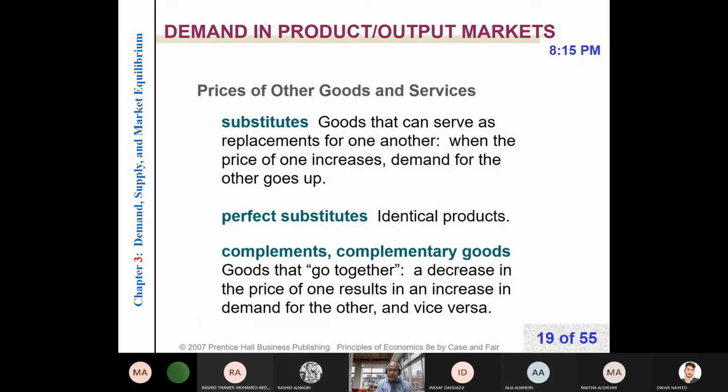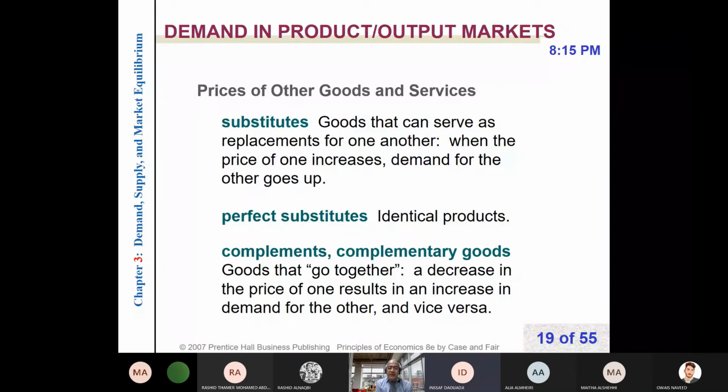If the price of sugar increases, do you think you are going to buy more or less tea? Less tea? Maybe. What's your name? Insaf. So if the price of sugar increases, I will buy less sugar and less tea.